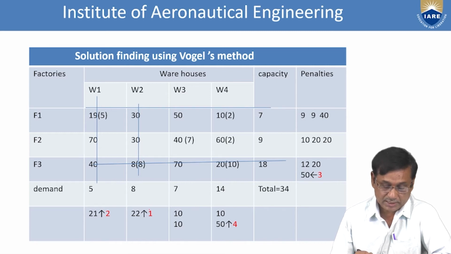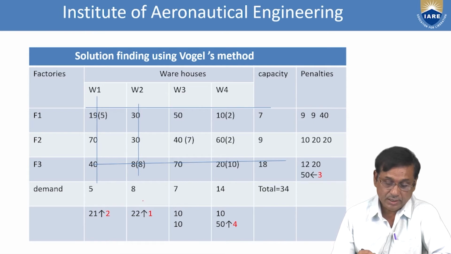Now select the column corresponding to the highest penalty. The highest penalty is 22. Here an arrow is marked, which indicates the first allocation. Corresponding to this highest penalty, the lowest element in that column is 8. So now you can assign 8 units because the demand is 8 but the capacity is 18. So allot 8 units and cross out that column.